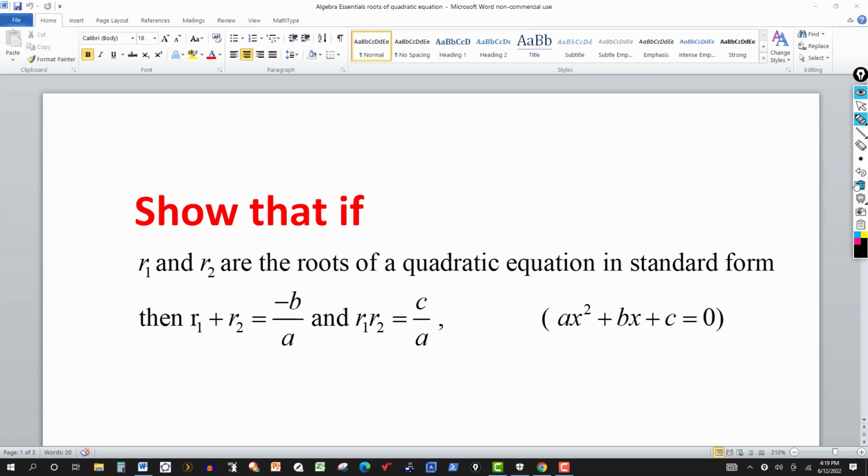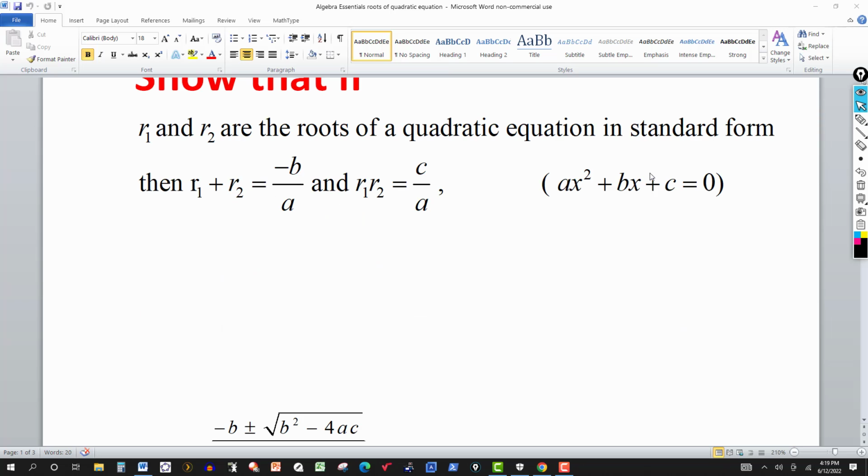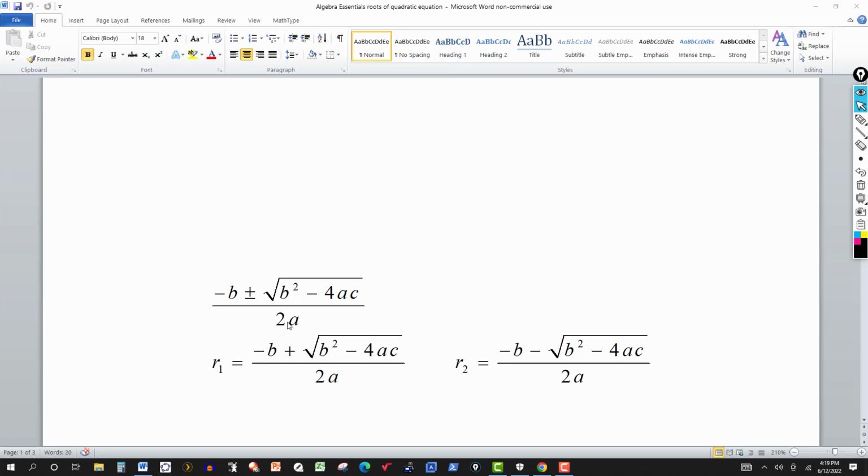Anytime you want, pause the video and see if you can show this. It's fairly easy. All you have to do is use the quadratic formula. And here we go. So here's your formula. x equals minus b plus or minus the square root of b squared minus 4ac, of course b squared minus 4ac is your discriminant, we did some videos on that already, all over 2a. So one root will be given by using the plus sign, and the other root will be given by using the minus sign.